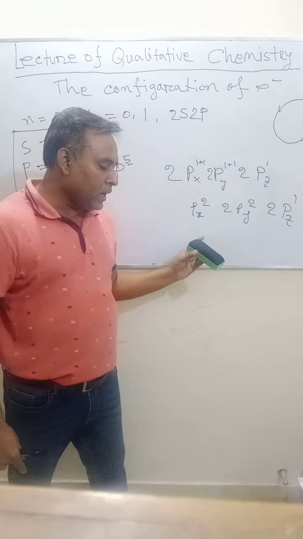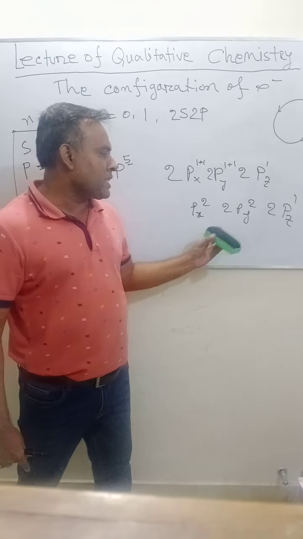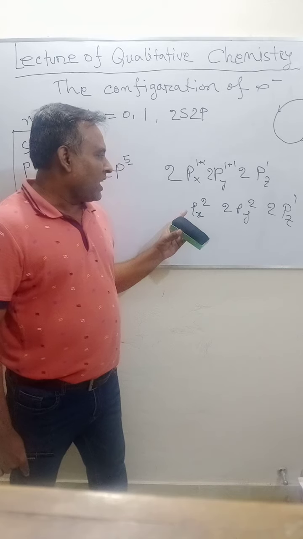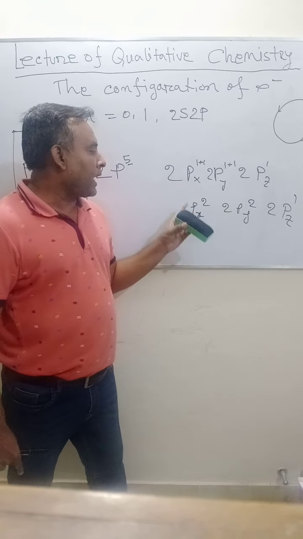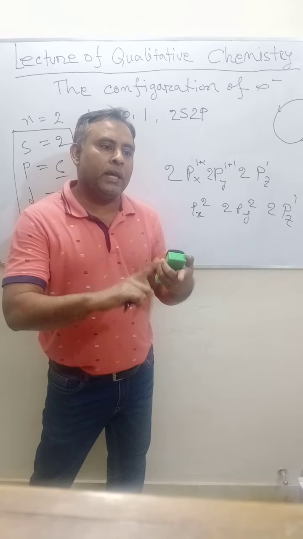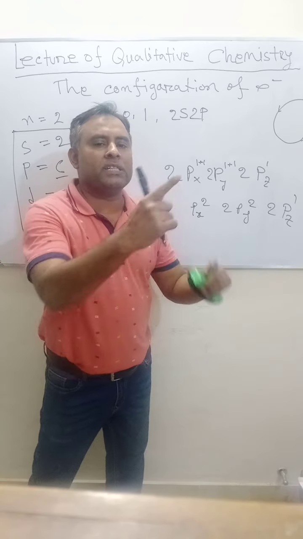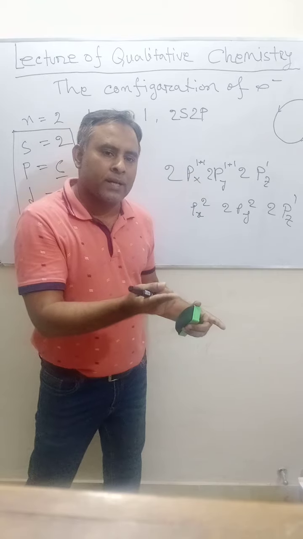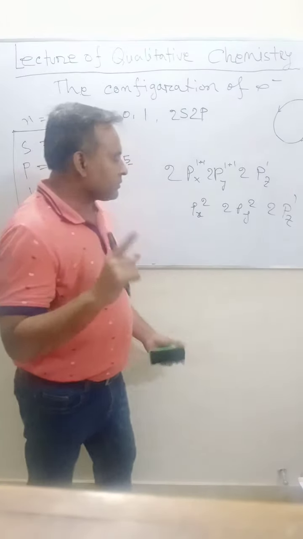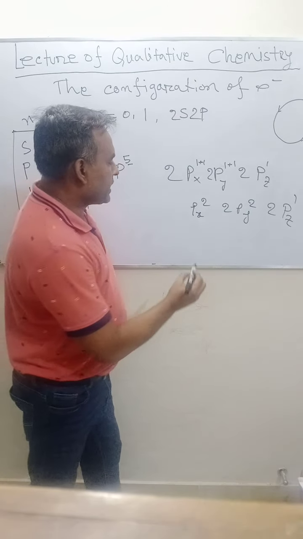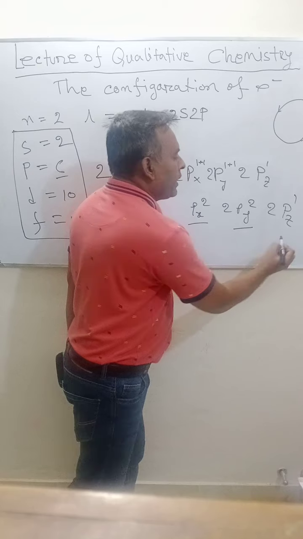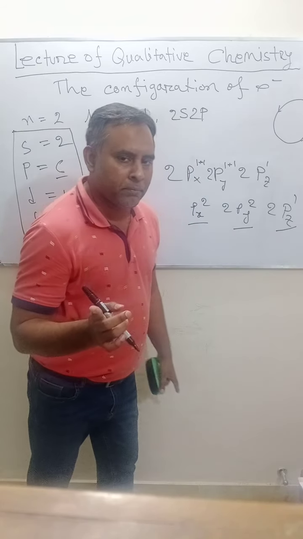So from Pauli's principle, what we found is that every orbital can be occupied by a maximum of 2 electrons, but they should have reverse spin: one clockwise, another anti-clockwise. There is also another important thing: the energy of px, py, and pz are the same.